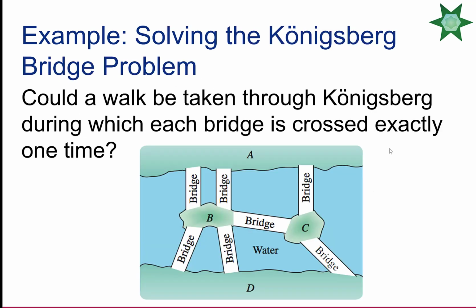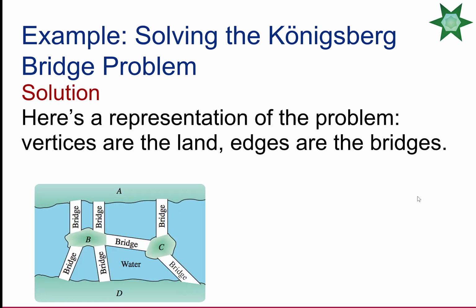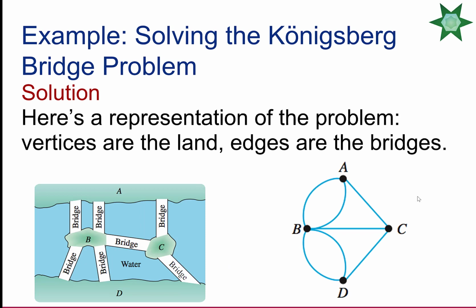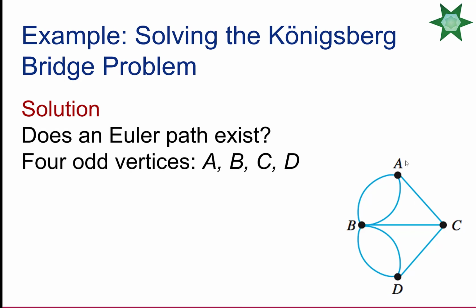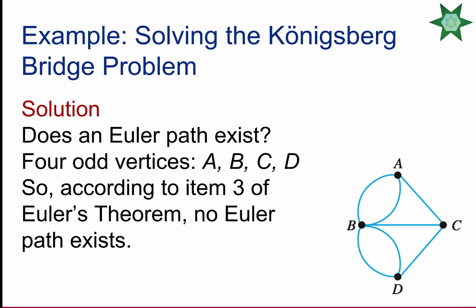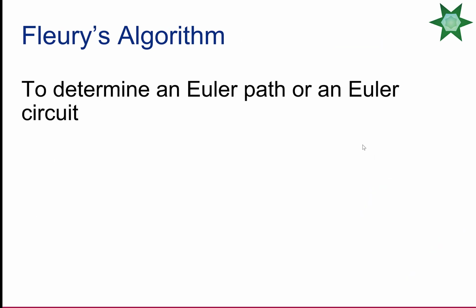So if we return to the Königsberg bridge problem, we still wonder, can we take a walk through that town and cross each bridge exactly once? So remember our picture, the graph that we made, and we want to look at the vertices. We've got four odd vertices. A, B, C, and D are all odd. And what did Euler's theorem tell us? According to item 3, if there are more than two odd vertices, there's no Euler path nor Euler circuit. So there's no way to walk through that town and cross each bridge exactly one time.